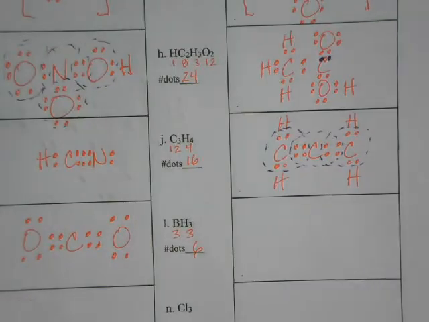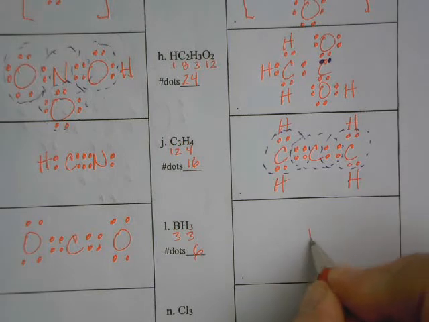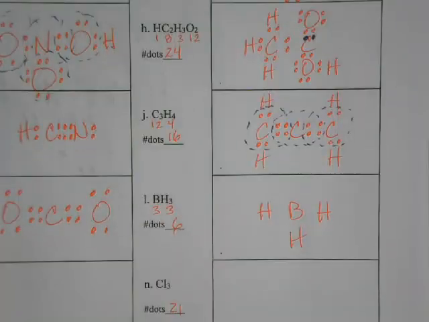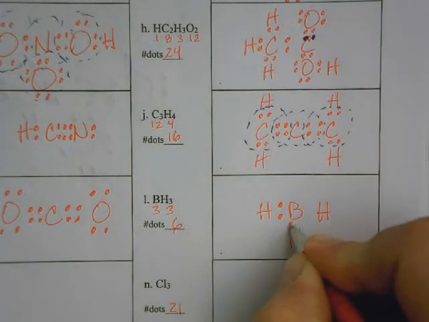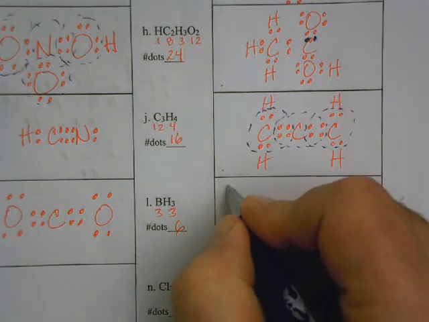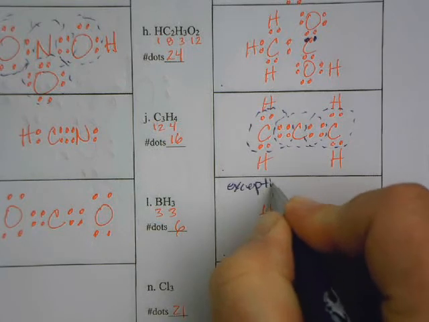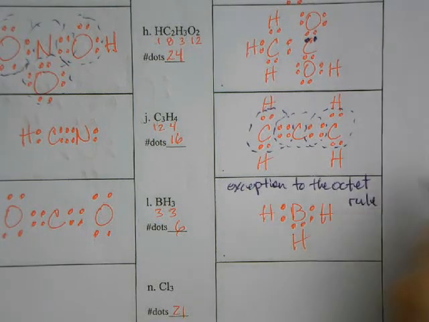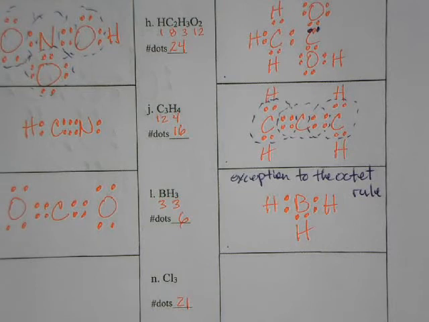All right. BH3. Boron's in the middle, 3 hydrogens. It's a lot like B was. Put in my bonds. I've used up all 6 dots. Now, you're like, well, wait a minute, the boron doesn't have 8. And yeah, it doesn't. This one is an exception to the octet rule. If I don't even have 8 dots, how can I get to 8?